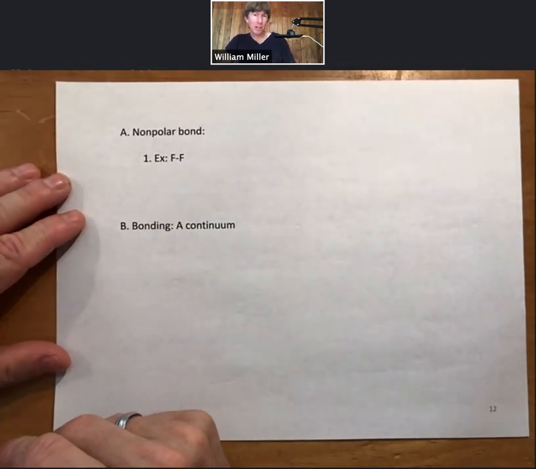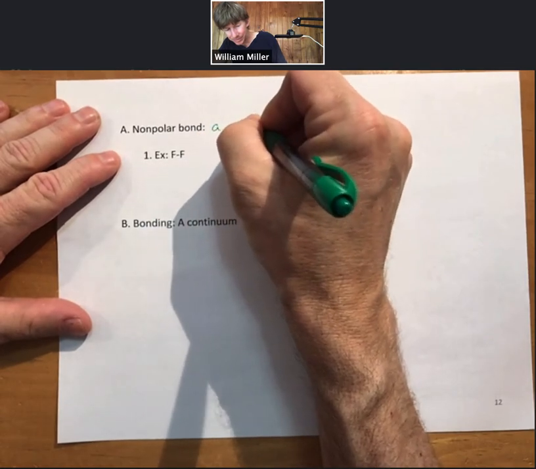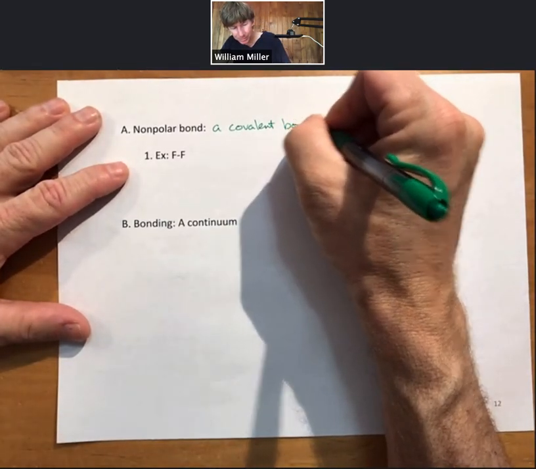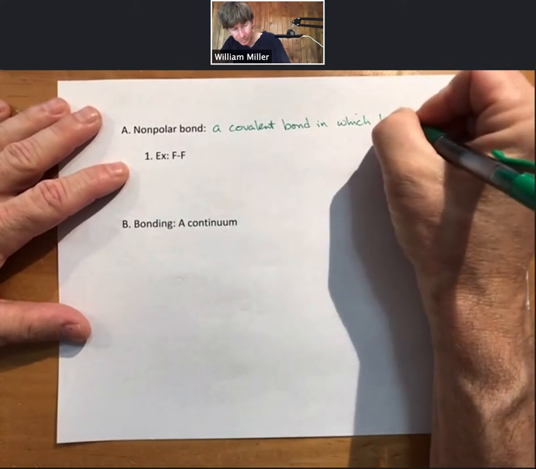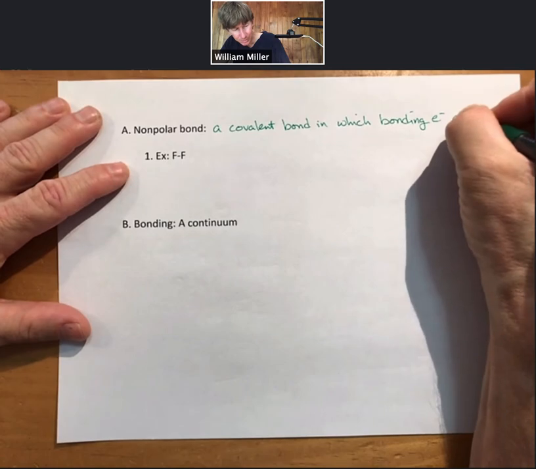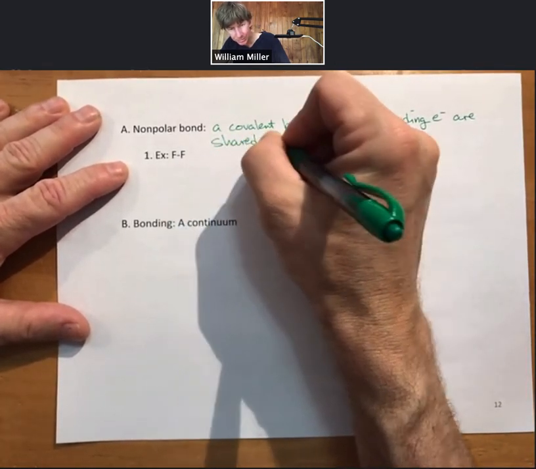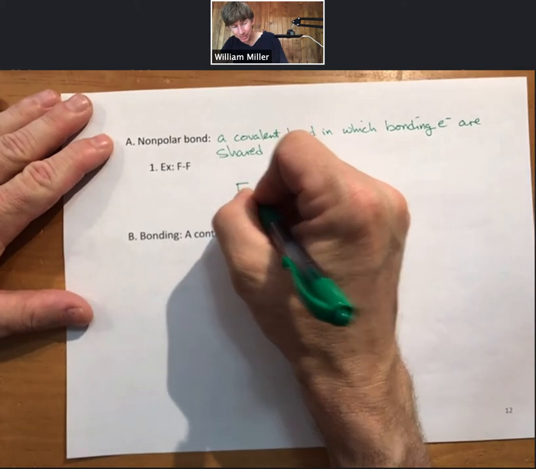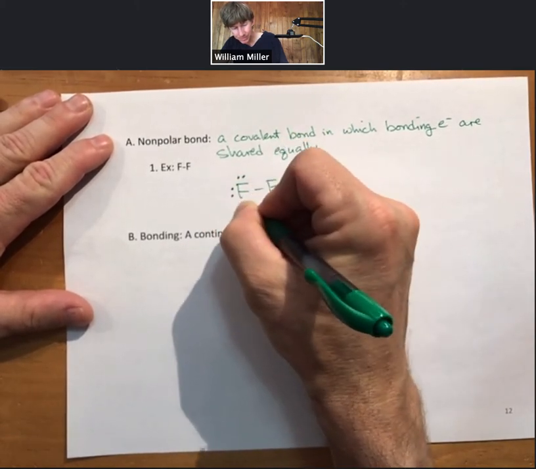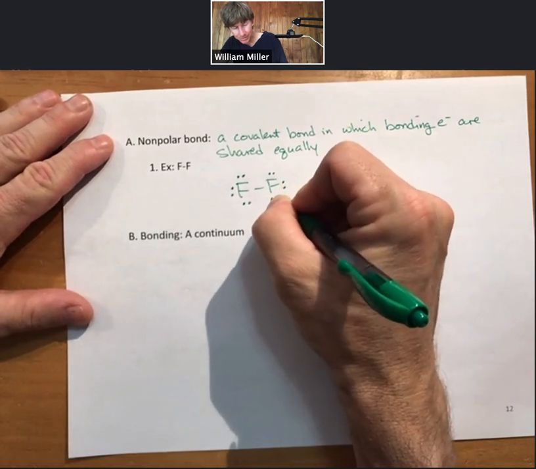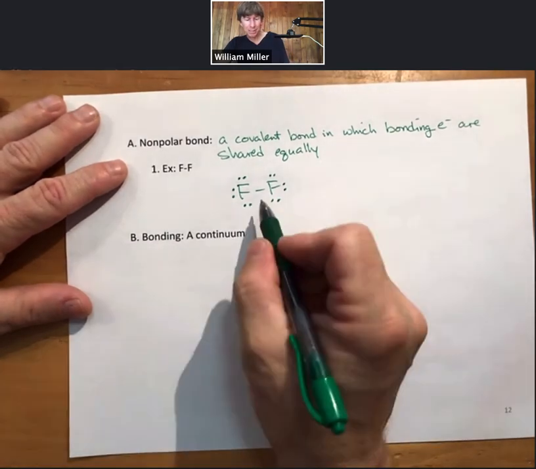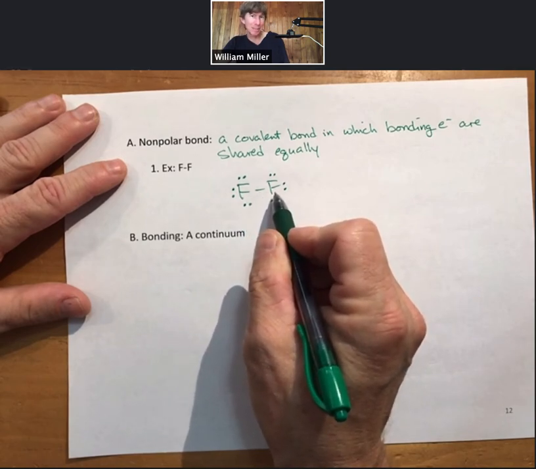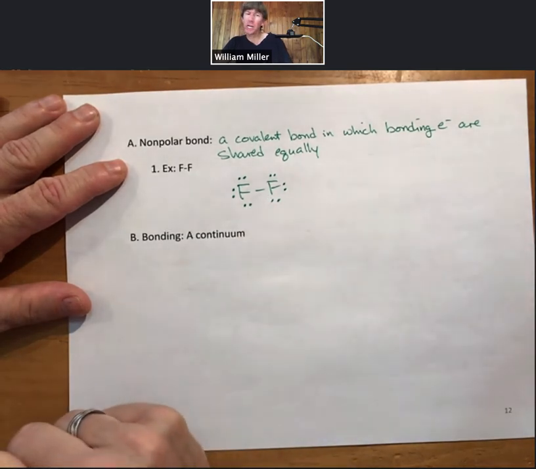A nonpolar bond, also a covalent bond, is one in which the bonding electrons are shared equally. The easiest way to do that is with two atoms that are the same, like two fluorines. So this would be a nonpolar covalent bond. The electronegativities are the same. That means that these two bonding electrons are being pulled towards each of them equally, and therefore there is no dipole.